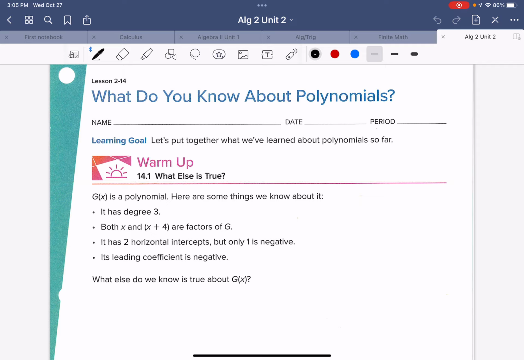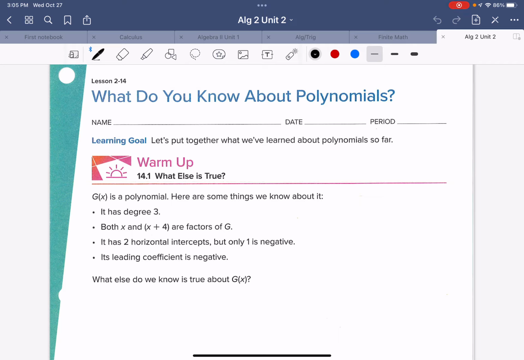It says g of x is a polynomial. What are some things that you know about it? Well, the first thing here is it's degree 3. So that means the graph does one of these things, but it could be upside down. It could do one of those things. So that's something we know.